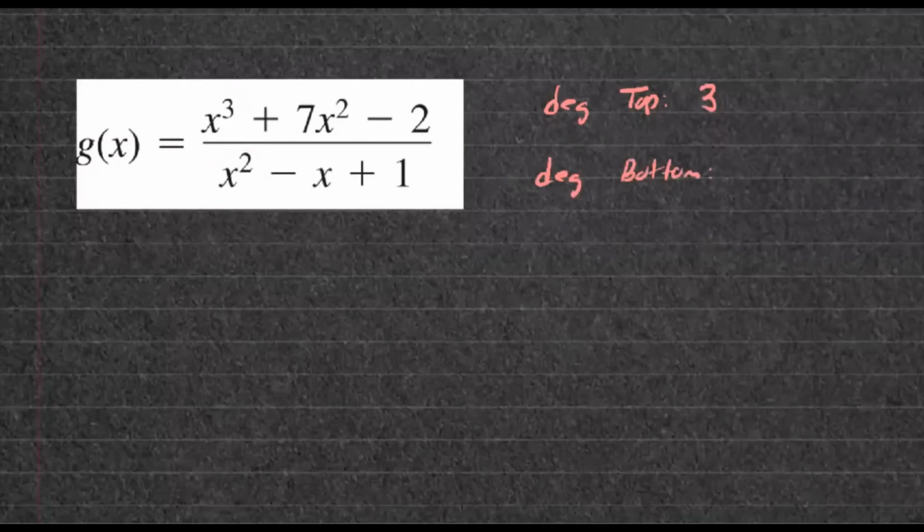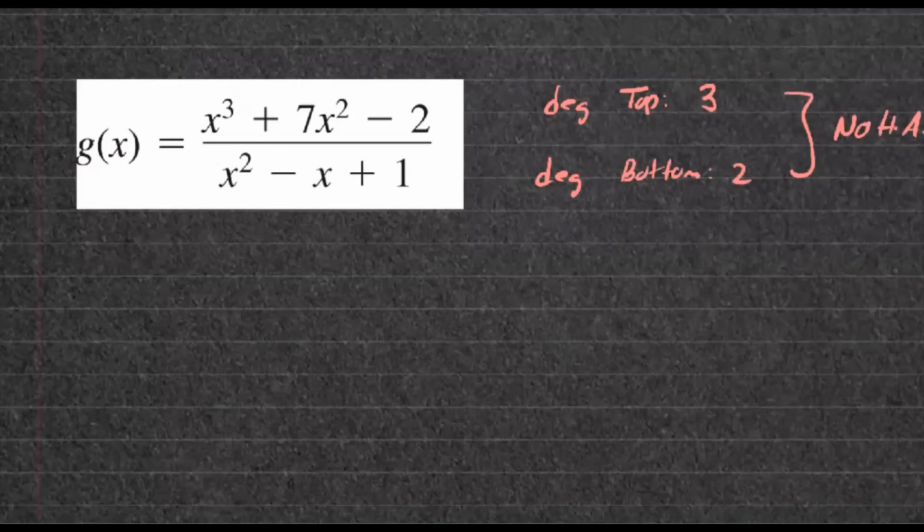That's the highest power, 2. So the top is greater than the bottom. So that means it can go to either plus or minus infinity. So there is no horizontal asymptote. But let's see if it goes to plus infinity or minus infinity.